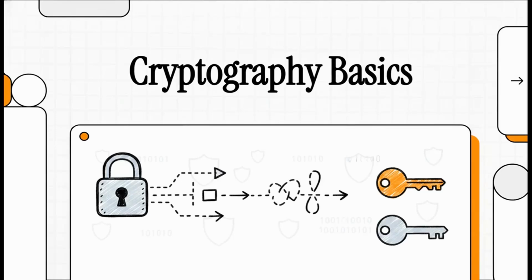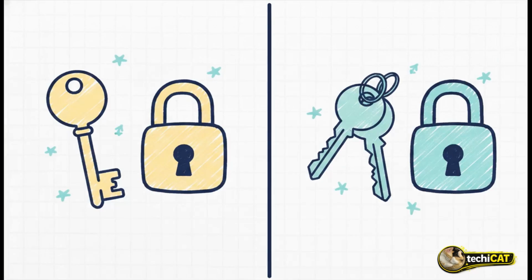Welcome to This Explainer. Every time you buy stuff online, cryptography's got your back. Let's dive in. Honestly, modern internet security boils down to one simple, crucial question. Are you using one key or two?